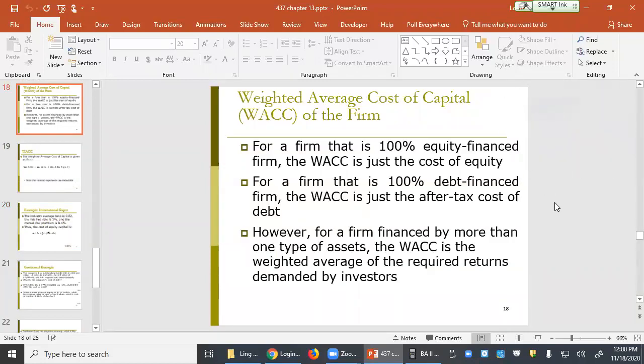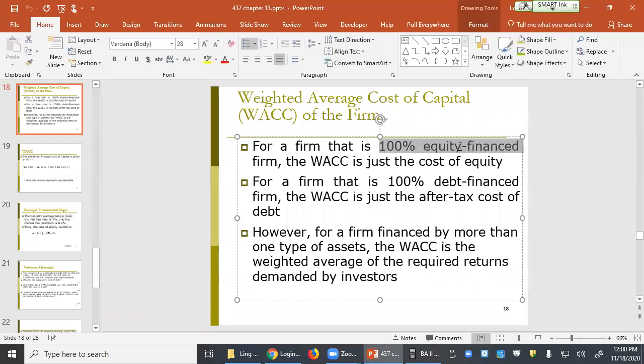We're going to start from scratch. Once we know the cost of equity and cost of debt, then what do we do? Let's start with the easiest scenario. In one extreme, if we have a company that is 100% financed by only common stock, then once you find the cost of equity, you are done. That cost of equity is your company's weighted average cost of capital.